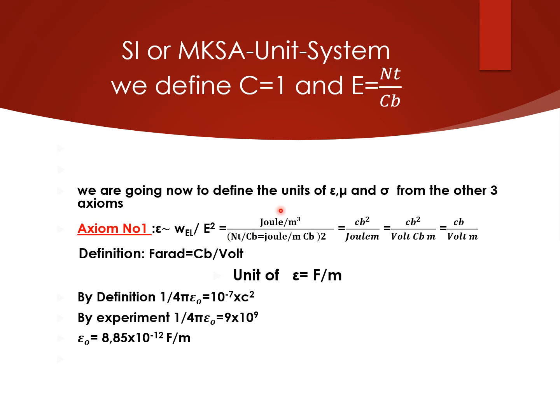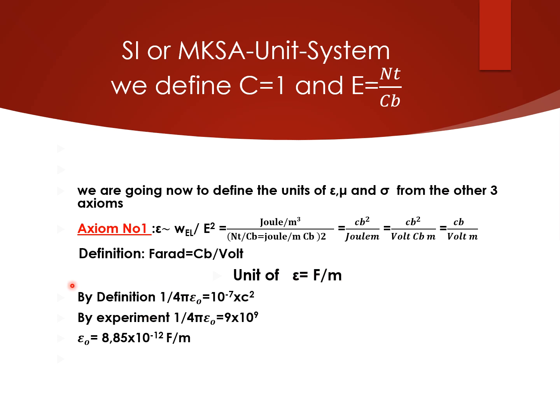Now we define the units. We can now define the units of epsilon, mu, and sigma from the other three axioms. From axiom number 1, we have the unit of epsilon equals W electrical over E square, which, if we put in the units, is Coulomb over volt and meter. We define 1 farad equals Coulomb over volt, so the unit of epsilon is farad over meter.